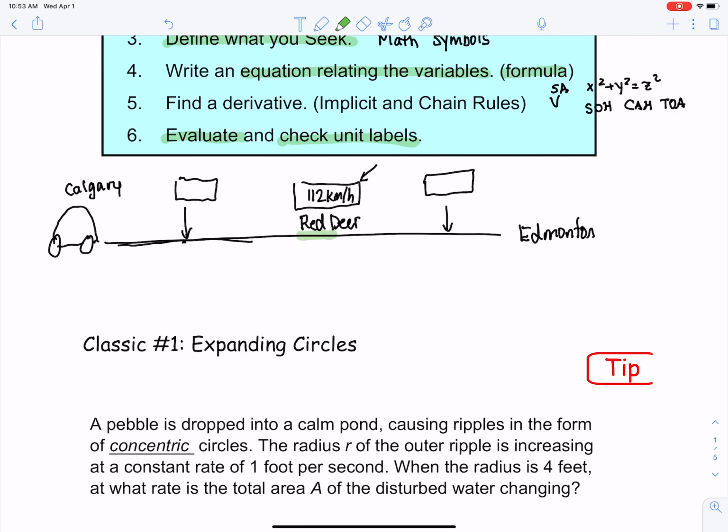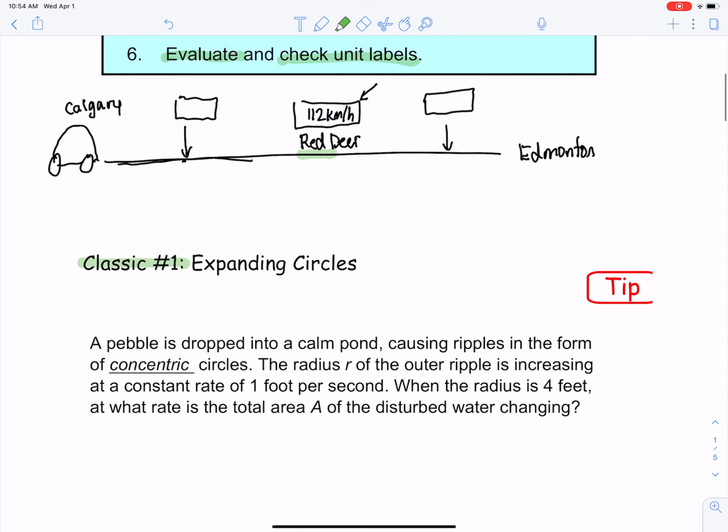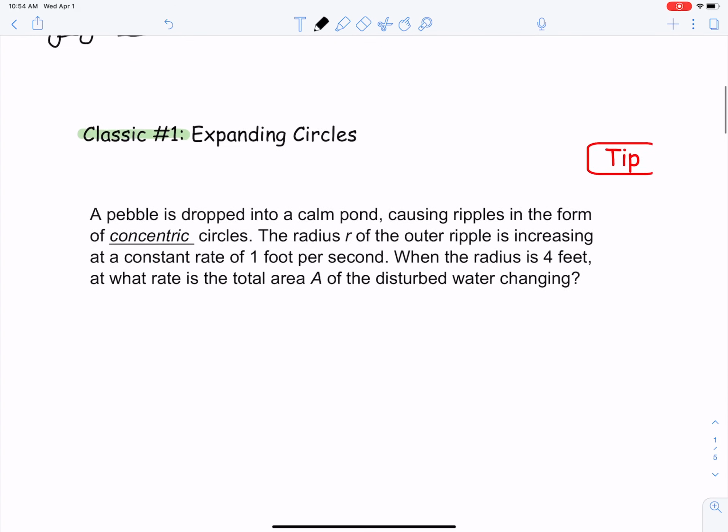So let's go through some examples. The examples that I'm going to go through here are the very popular types of examples that you will see as you move further into calculus and post-secondary, or on our assessments. These are the big popular examples.